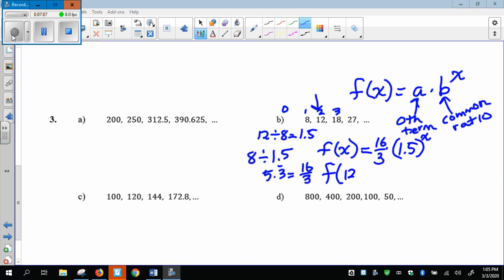Okay, so to find the 12th term, we're going to do 16/3 times 1.5 to the 12th power, which my calculator tells me is about 692. It's actually 691 point something. All right, on to the next page.